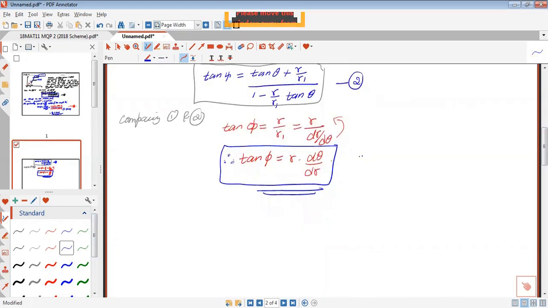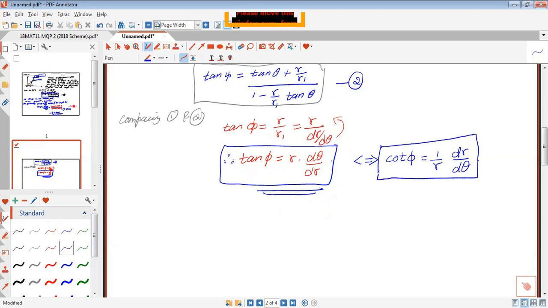By solving problems equivalently, you can take it as cot phi, taking the reciprocal on both sides, tan phi becomes cot phi is equal to 1 by r dr by d theta. While solving the problems, you can use this equivalent formula, that is tan phi becomes cot phi by taking the reciprocal. So cot phi is equal to 1 by r dr by d theta. Okay, remember this formula while solving the problems, it will be helpful. And while derivation, tan phi is equal to r d theta by dr, hence the proof.